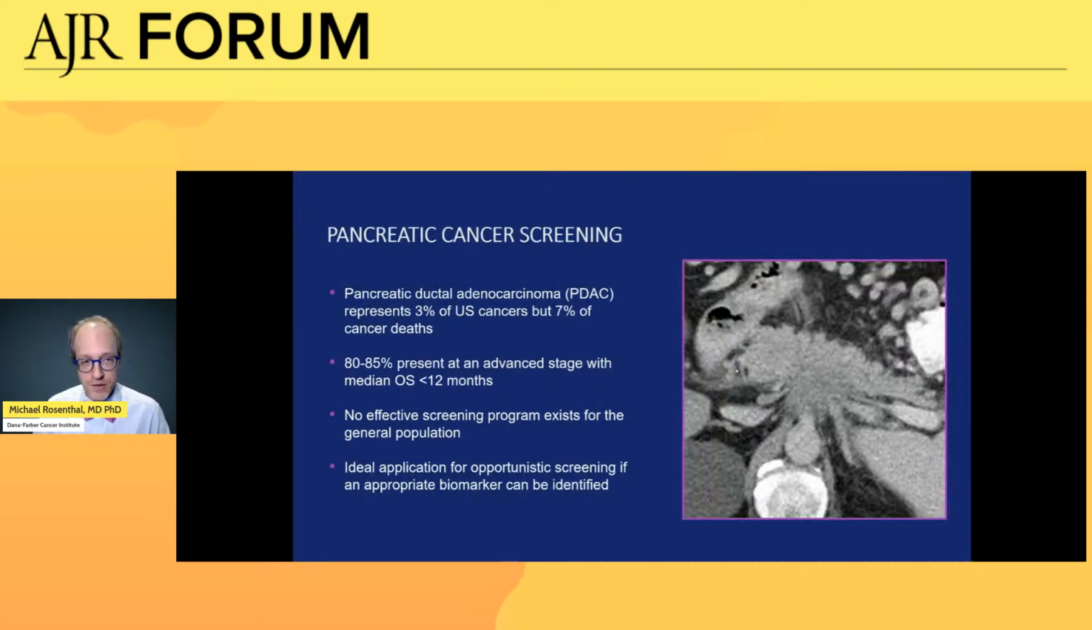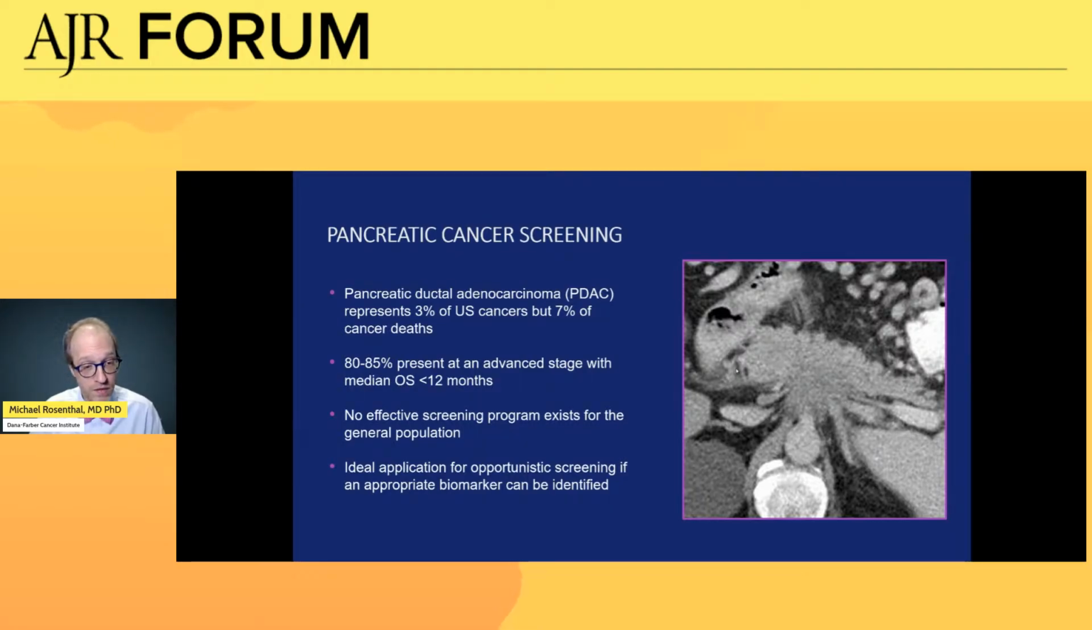So pancreatic cancer screening has been a grim area. Pancreatic ductal adenocarcinoma, the most common kind of pancreatic cancer, represents about 3% of the US cancers, but 7% of the US cancer deaths. It's an extremely lethal cancer. That's primarily because 80 to 85% of people present at an advanced stage. And when presenting at an advanced stage, the median overall survival is less than 12 months.